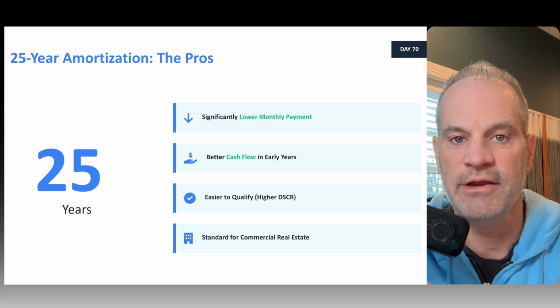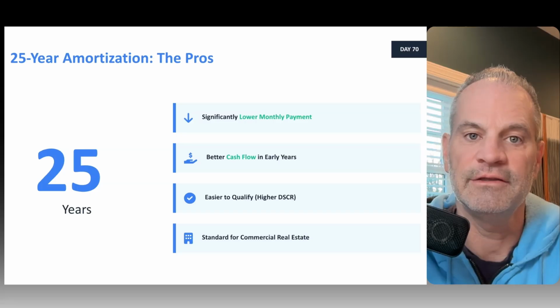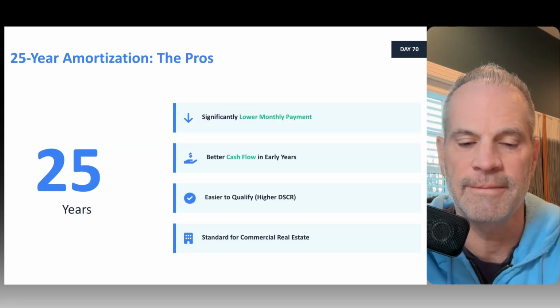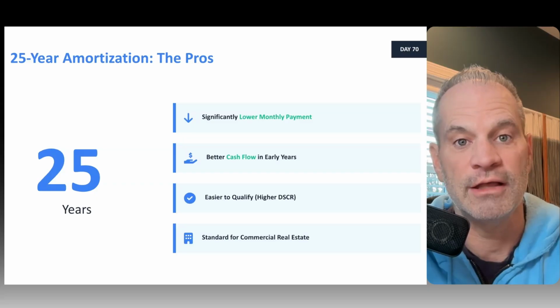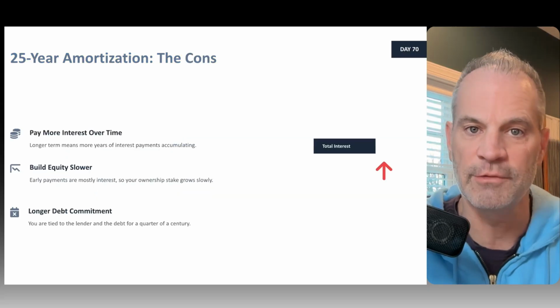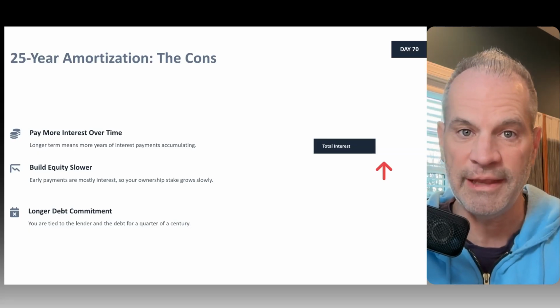A higher DSCR signals to the lender that you have a greater margin of safety to cover the debt. And this structure aligns well with the long-term hold strategy typical of commercial real estate. But these benefits come with a cost, which we need to examine next. So while the 25-year term offers cash flow advantages, the main drawback is the total interest paid.